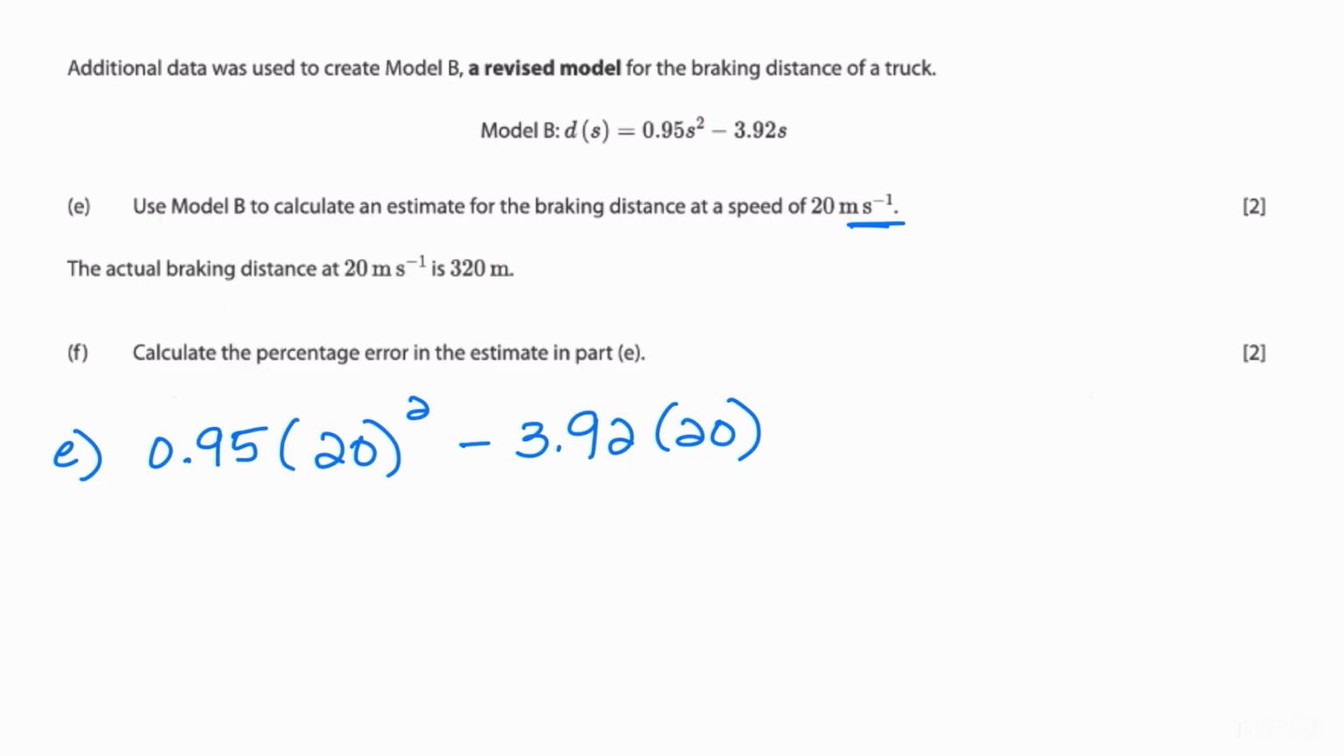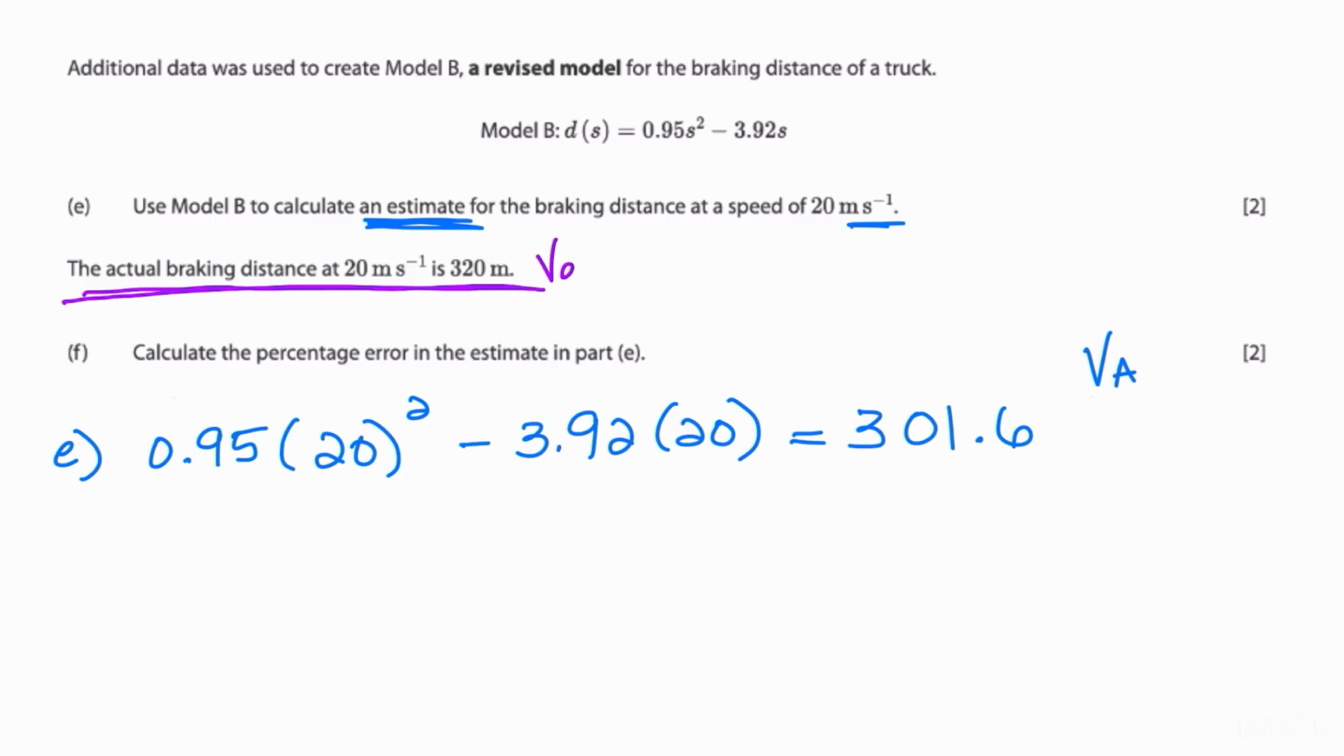So we put this in our calculator, 0.95 times 20 squared minus 3.92 times 20. And this is going to give you 301.6. They're asking you to find the estimate. So this value is going to be the approximate once we get to the percentage error formula. It says the actual braking distance at 20 meters per second is 320. So that 320 is going to be our exact value.